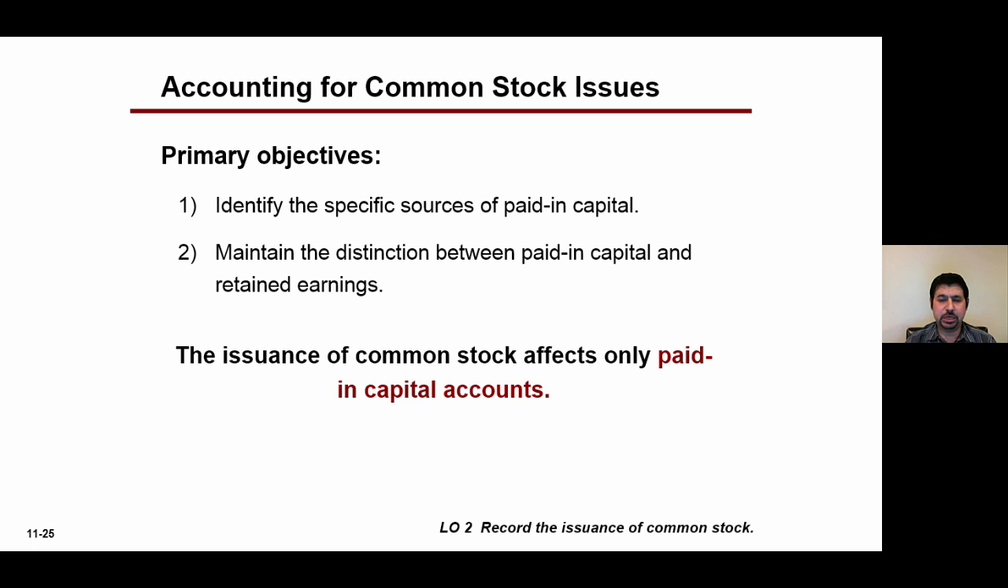As we mentioned before, the main objectives of accounting for common stock issuance is to keep track of the sources of equity, and distinguish between retained earnings and paid-in capital. And when a company issues common stock, only paid-in capital accounts are affected, because retained earnings are affected by revenues and expenses as well as dividends, but they are not affected by common stock.